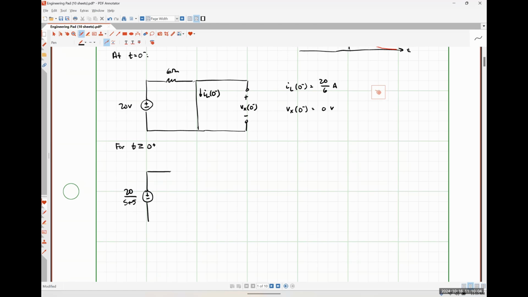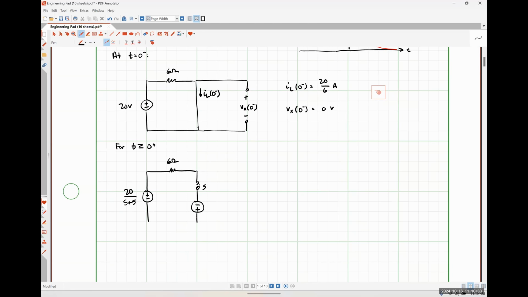Our resistor is going to stay a resistor. Our inductor is going to have an impedance of S times L. Well, L was just 1 Henry, so we have an impedance of S here. And then I'm going to have a voltage source here. I'm choosing to do the impedance in series with a voltage source representation.